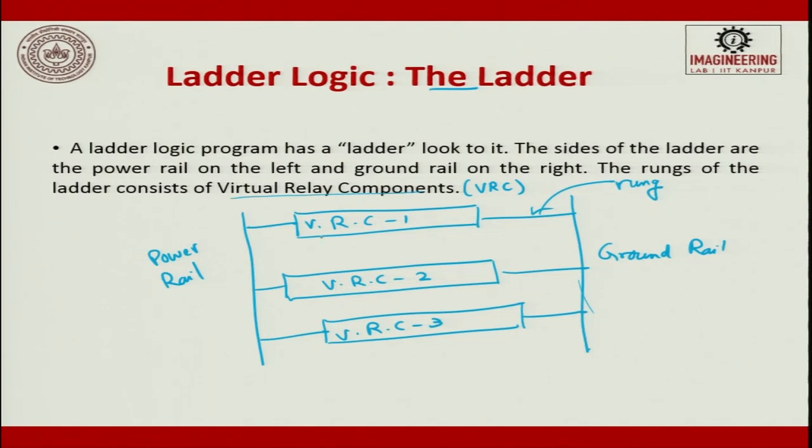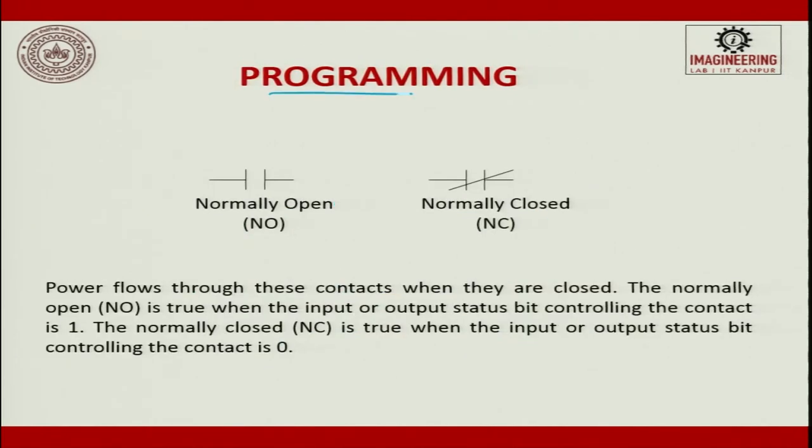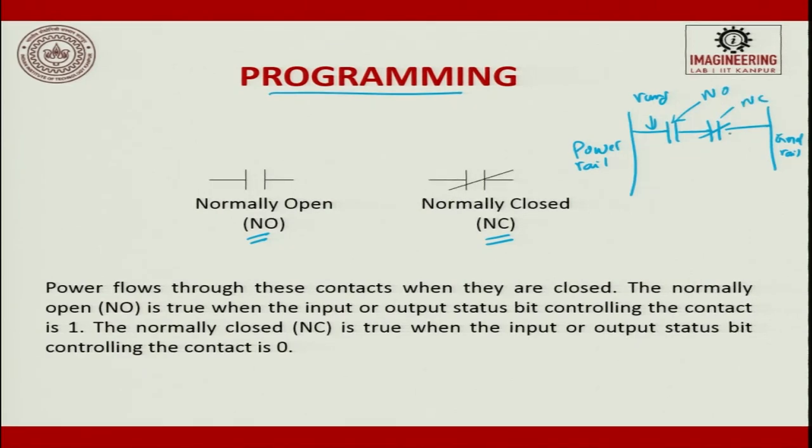So, here you just put some components virtually and then say whether the status is only on or off, and then accordingly we will see the output. So, in the program we can write using normally open and normally closed. So, I said in the rung you can put normally open, normally closed, and then you can write it. So, this is the power rail, this is the ground rail, this is a rung, and where you have virtual relay components, and here are some sensors where we talk about normally open and normally closed. Okay. So, this is how we construct it.